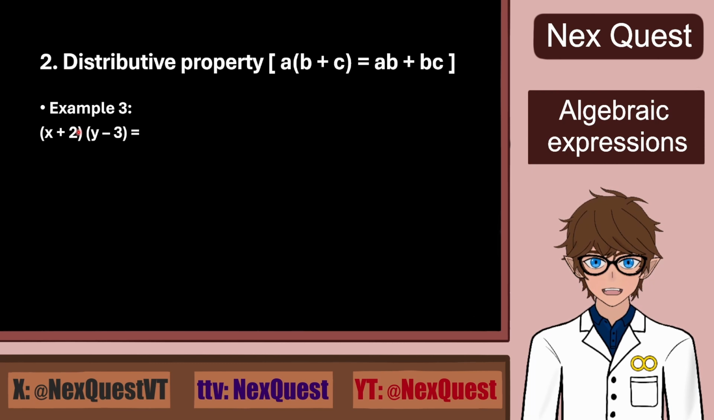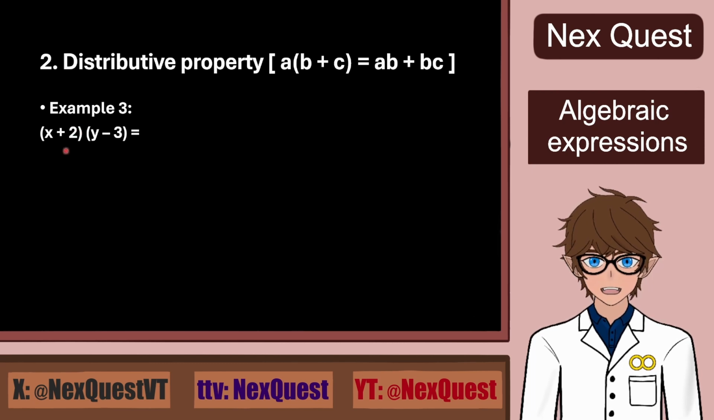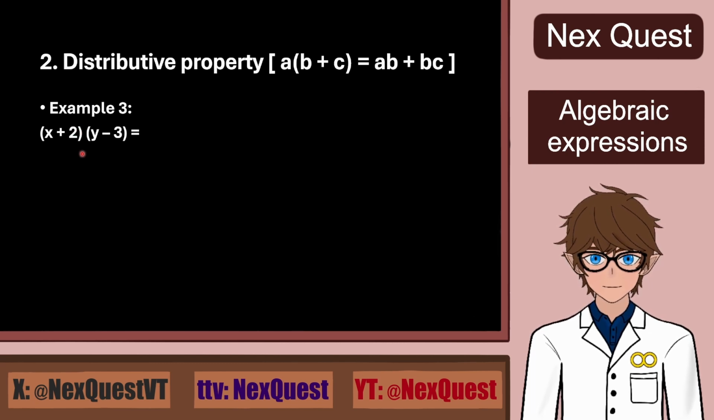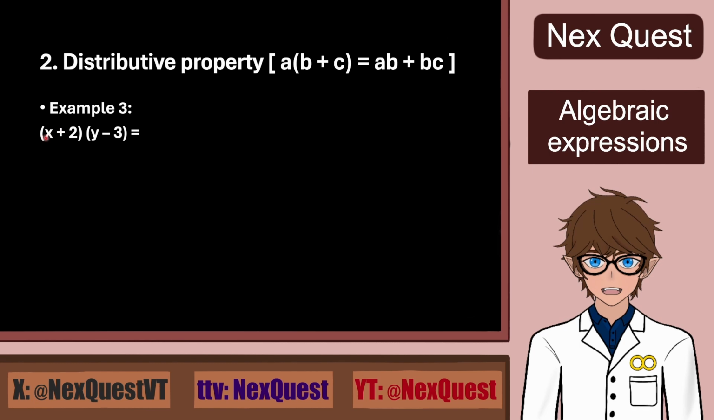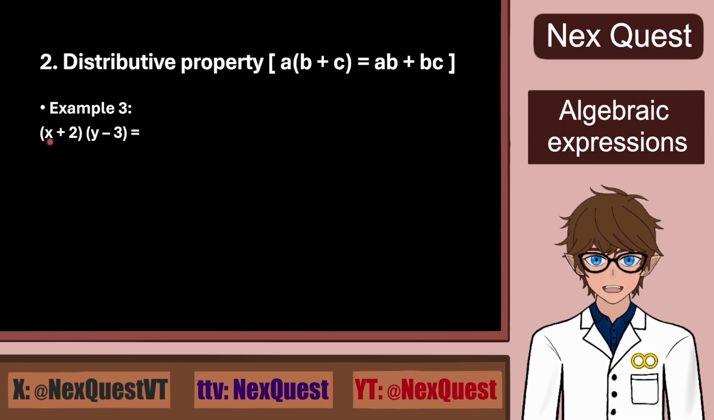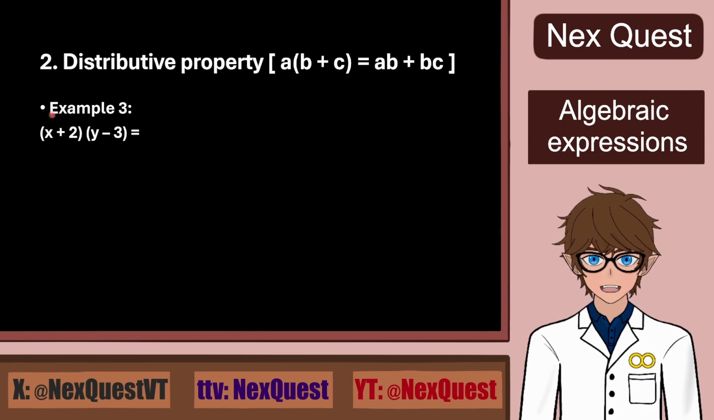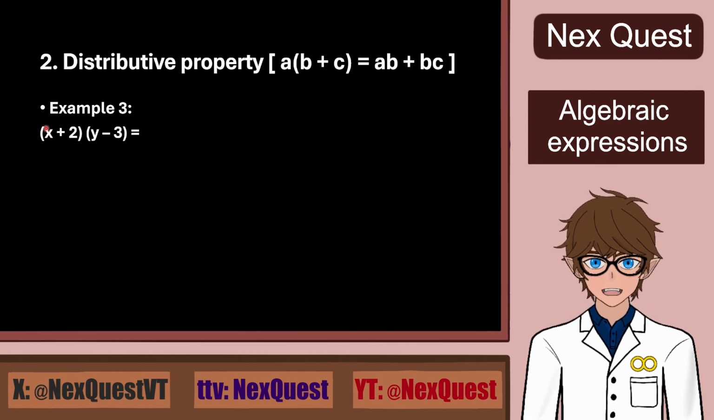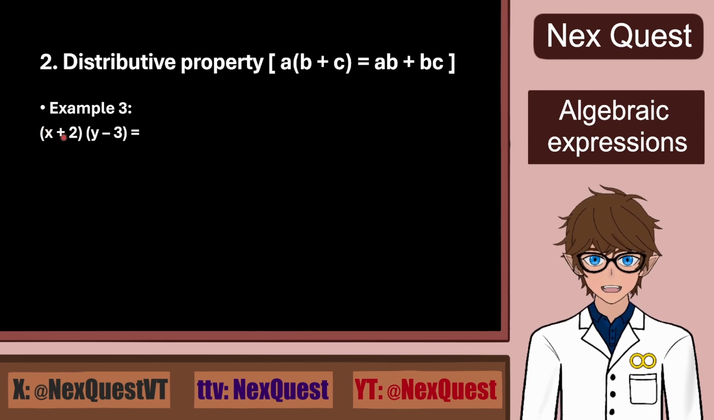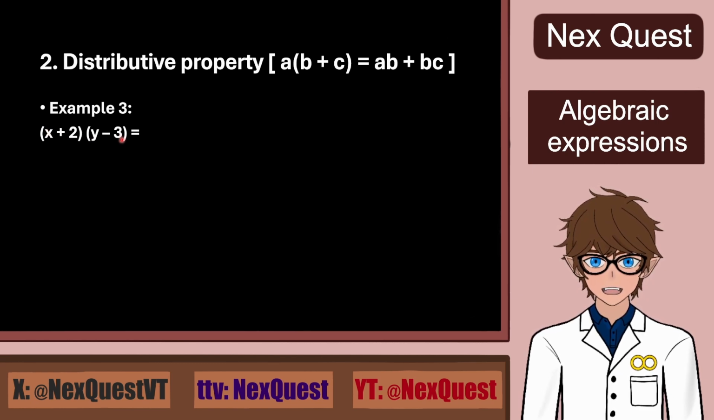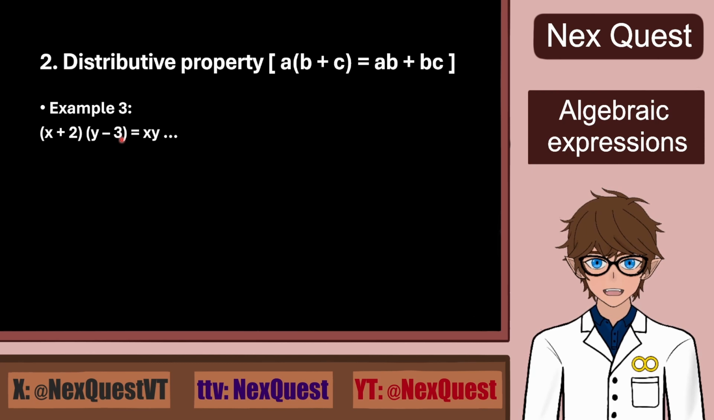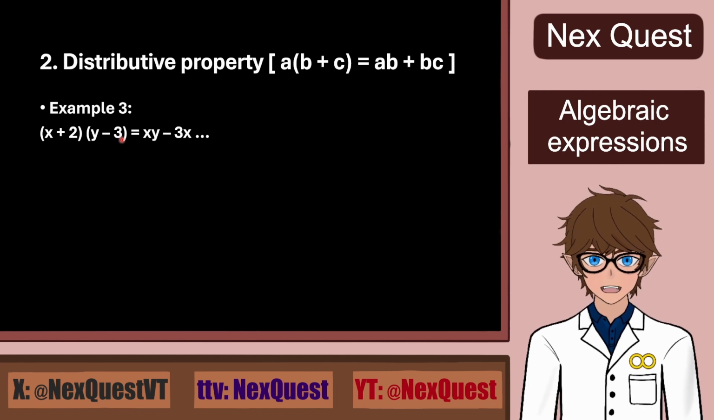If we have two brackets multiplied by each other, we can solve this several different ways. But the most commonly used one and the easiest one, and probably the fastest, will be by going in order. So you take the first one in the first bracket, so let's take x, and multiply it by each of the terms in the second bracket, so with y and with negative 3. So multiply x with y, add on that x times minus 3.